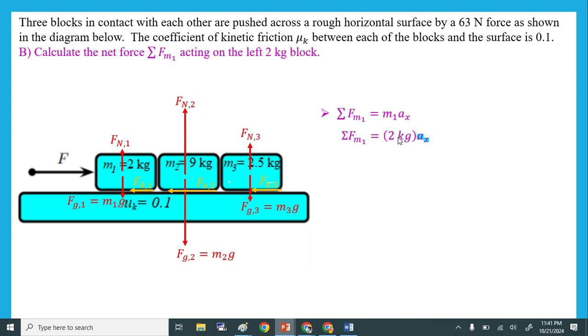Mass 1 is in the diagram, which is 2 kilograms. However, what I don't know is the acceleration of the system. I haven't found it yet, but that's super easy to do. We already found our net force, right? Our net force was calculated in the previous part A.